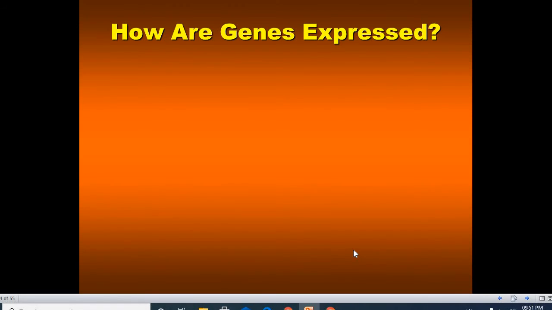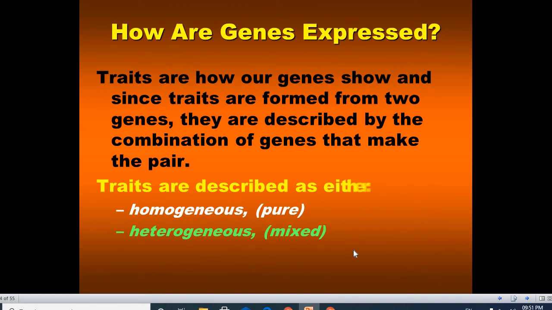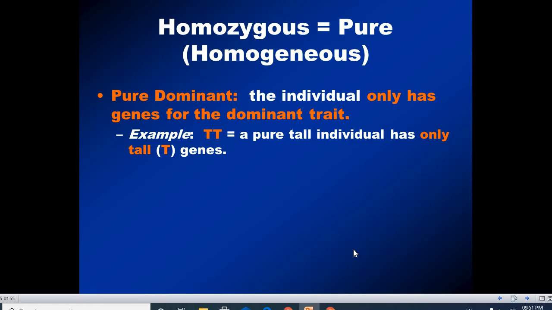Next, how are genes expressed? The traits are however our genes show, and since traits are formed from two genes, they are described by the combination of genes that make the pair. Traits are described as either homozygous, that is called pure, or heterozygous, which is nothing but mixed. Homozygous is nothing but pure. Remember, homo means same, hetero means different.